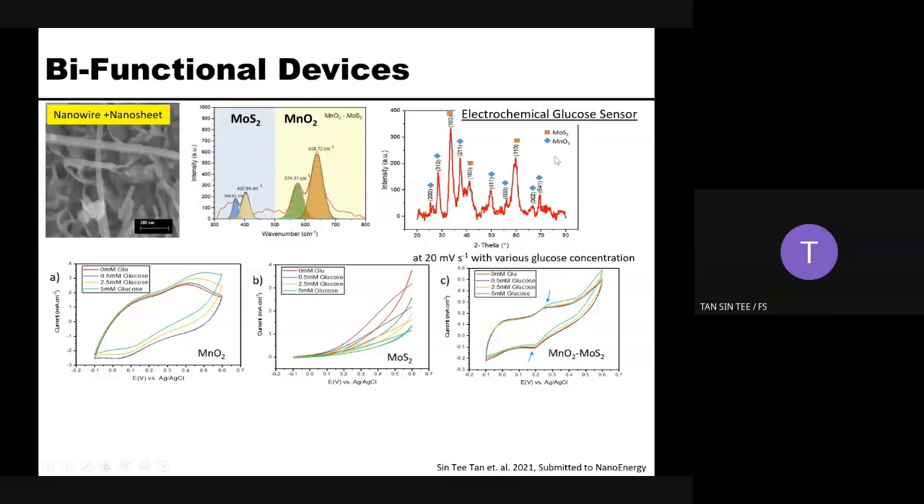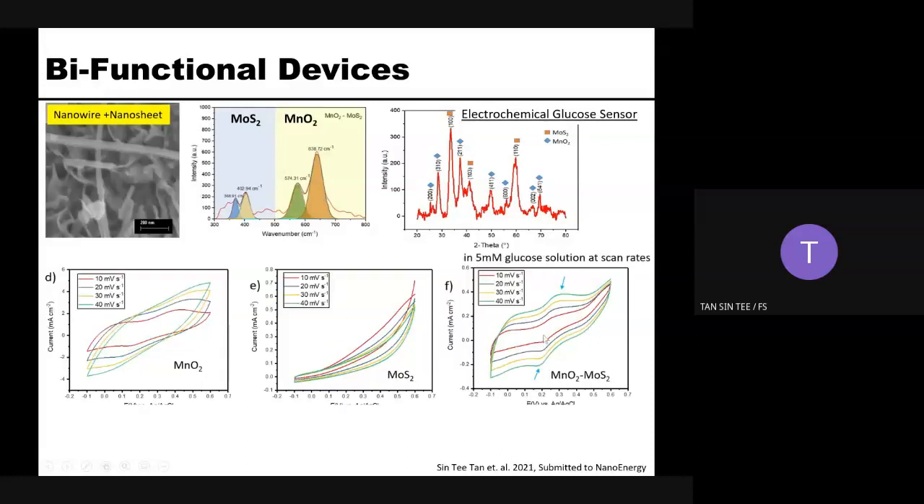Other than that, we also use XRD to detect the structural properties. From the electrochemical glucose sensor, we found that MnO2 responds to different concentrations of glucose, while the MoS2 layer itself doesn't give a response. When we combine MnO2 and MoS2, we found that the reaction becomes more reactive, in which we get the oxidation and reduction peaks of the glucose detection.